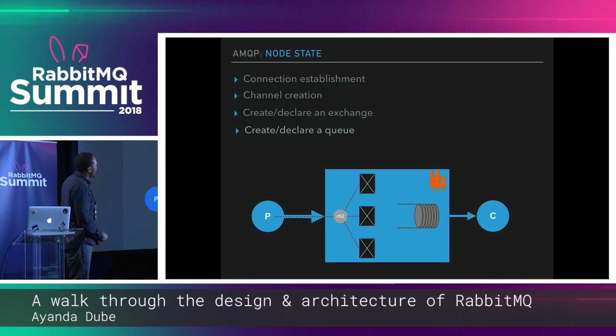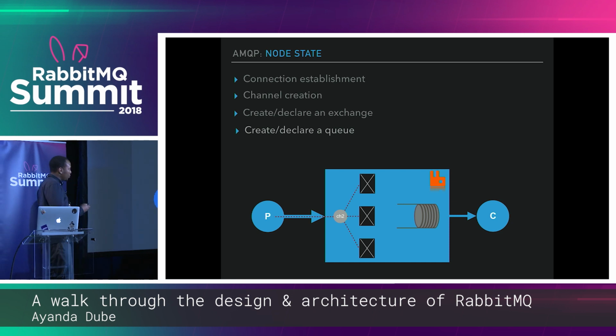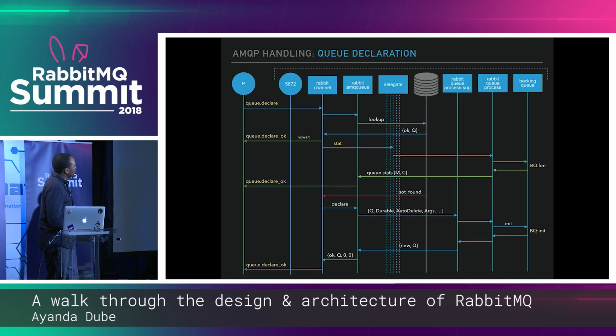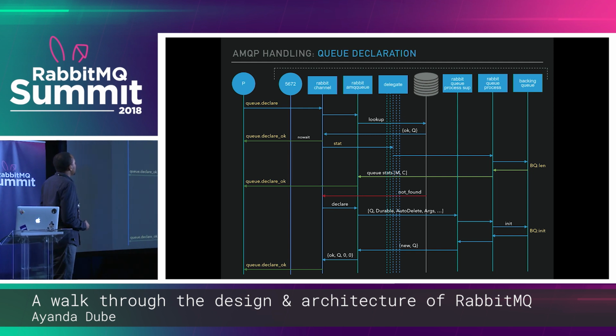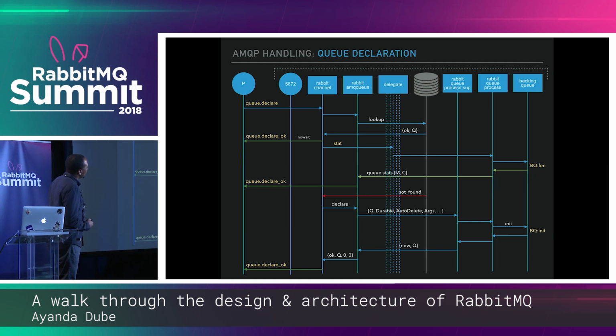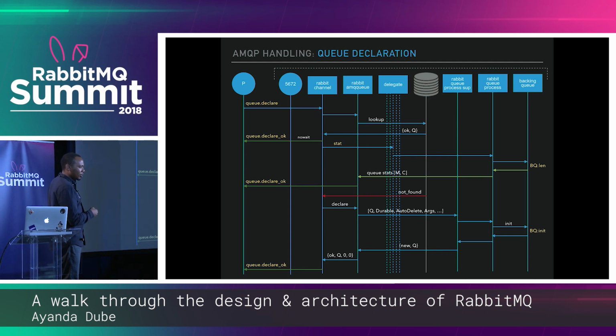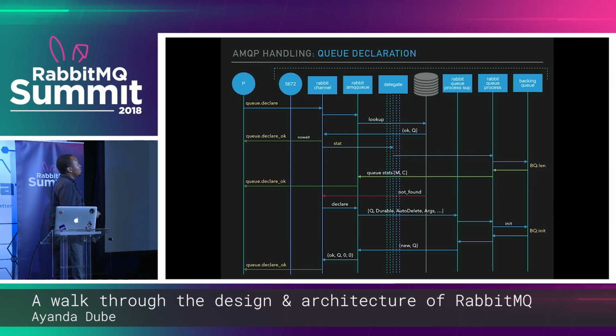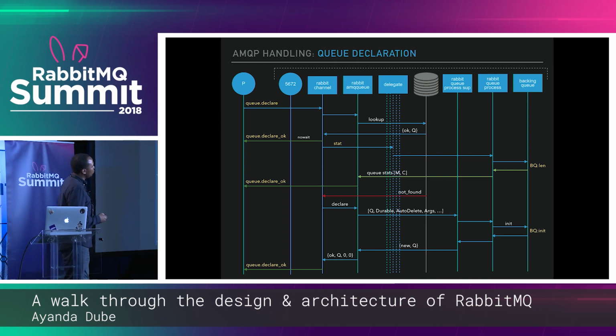Okay, so now you've got your channel, you've got exchanges. Now you want to declare a queue, right? So queue declaration, how is that handled? When you create a queue, obviously you send your queue declare primitive, right? And then that will be handled, obviously there's the Rabbit reader there, which I've left out, handled by the channel. And then there's an API for most queue operations in the RabbitMQ code base, the rabbit amqqueue module, right? So that will do a lookup against the database, right?